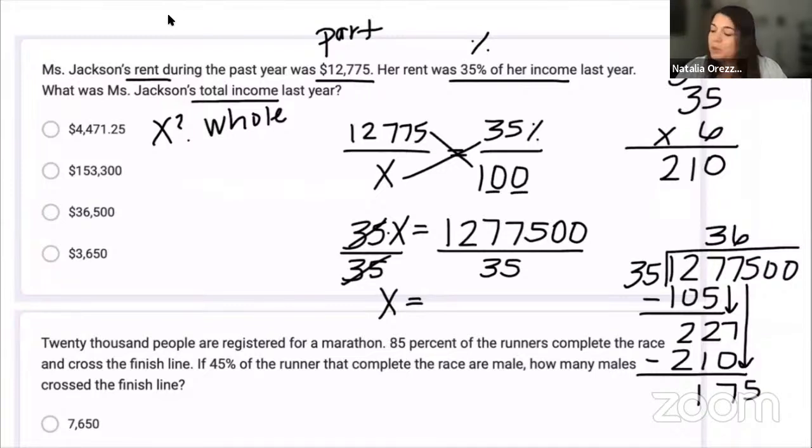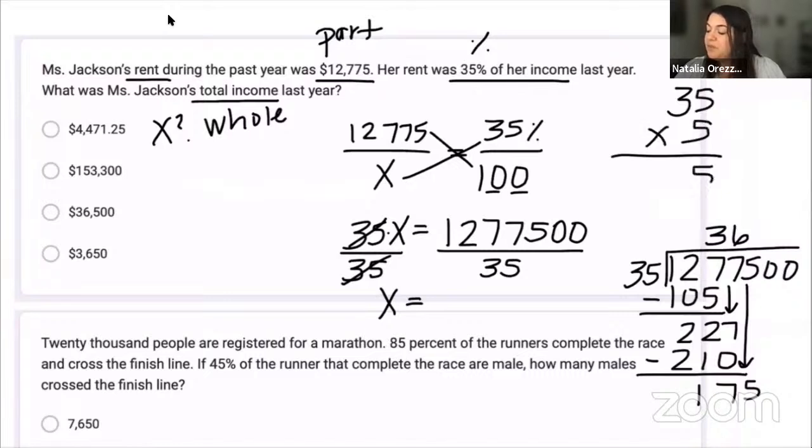So 175 is smaller than 210. So I'm going to try a smaller number. I'm going to try 35 times 5. Okay? So 5 times 5 is 25. I carry the 2. 5 times 3 is 15, plus 2 is 17. So it's exactly 175. So I'm going to put my 5 here, 175.